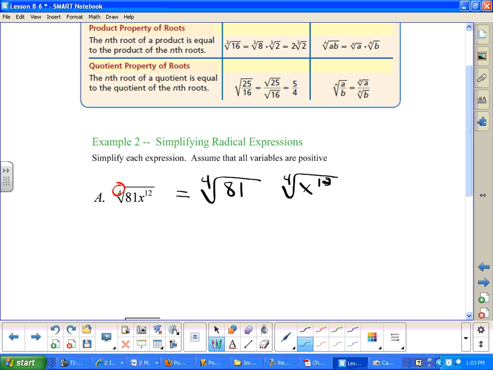Can I write 81 as some number to the fourth power? What? 3 to the fourth. Okay. So I can rewrite this as the fourth root of 3 to the fourth power. And I could take x to the 12th, and I could write that as x to the fourth times x to the fourth times x to the fourth. In other words, I can break it up into x to the fourth powers, things with an exponent of 4.